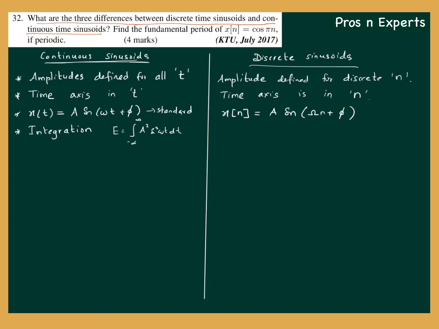But in discrete time sinusoids, instead of integration, summation is used. As in the case of energy, it is sigma n equal to minus infinity to infinity of A squared sine squared omega n. Okay.